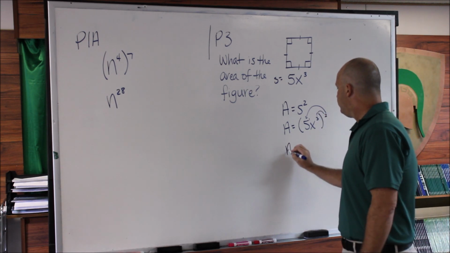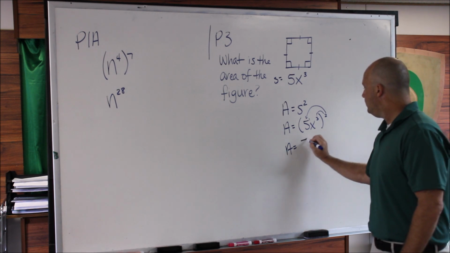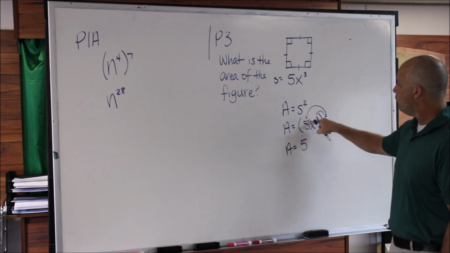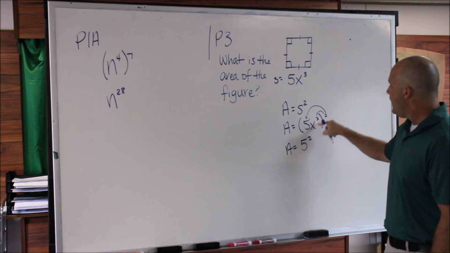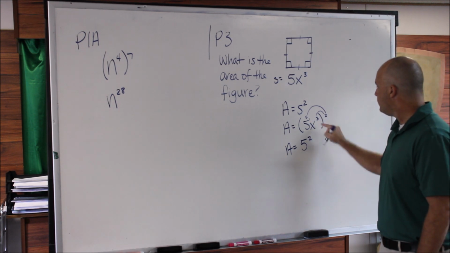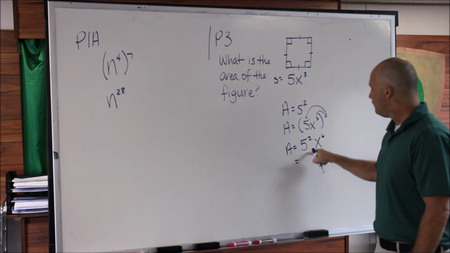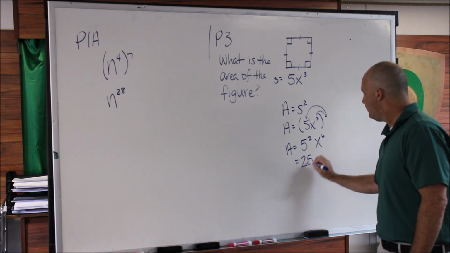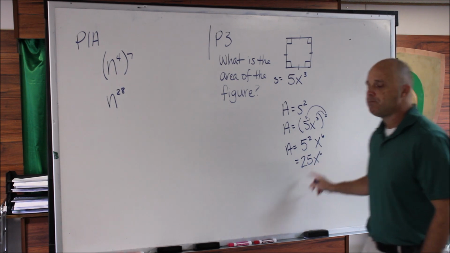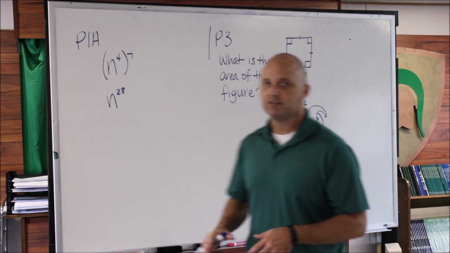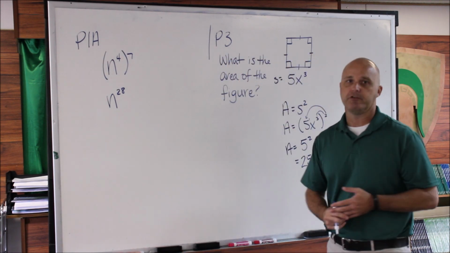So the area of this figure is going to be 5 to the 1st, squared. 1 times 2 is 2. X to the 3rd, squared. 3 times 2 is 6. Then just simplify your 5 squared, so you get 25 x to the 6th. So that's going to be the area of that square based on the rules that we know for raising exponents by exponents.